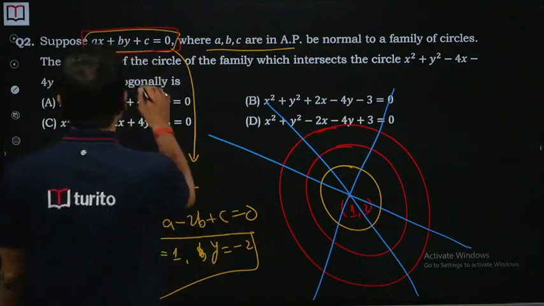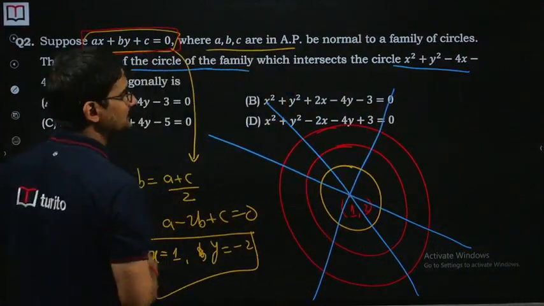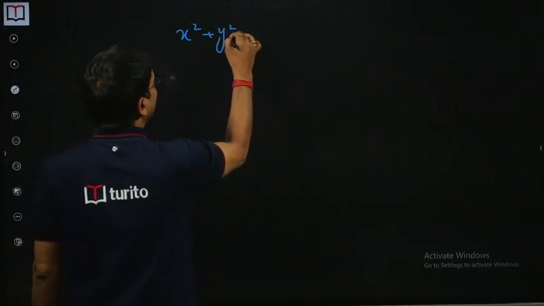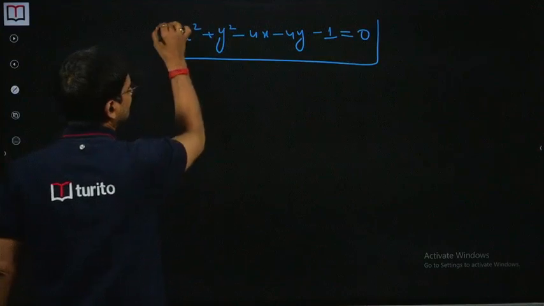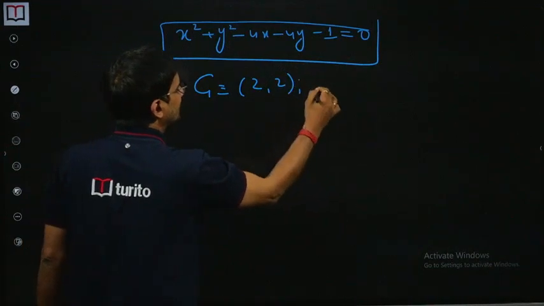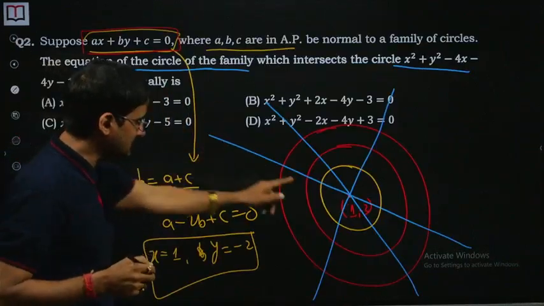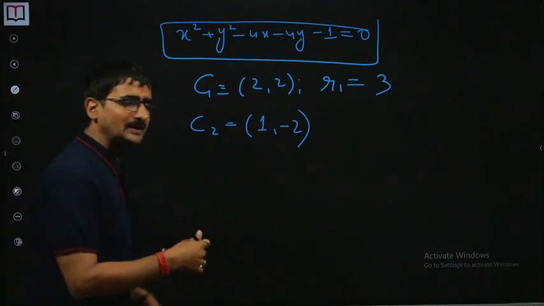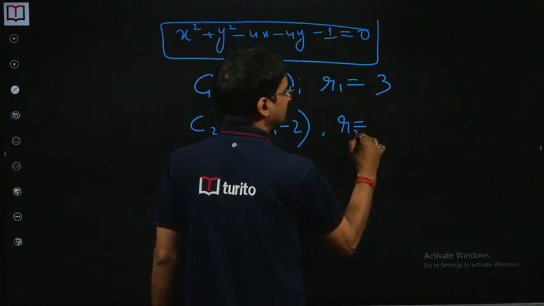Now the equation of the circle of this family which intersects the given circle x² + y² - 4x - 4y - 1 = 0 orthogonally. The center of this given circle is (2, 2) and the radius is 3 units. The center of any circle of this family is (1, -2). So the circle which we need is one among those circles of the family, having the same center. Let the radius be r.